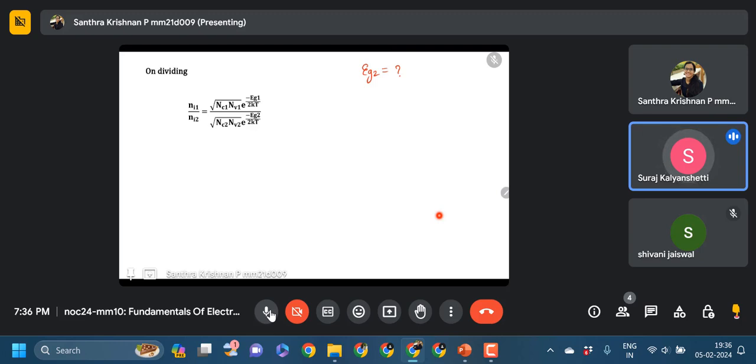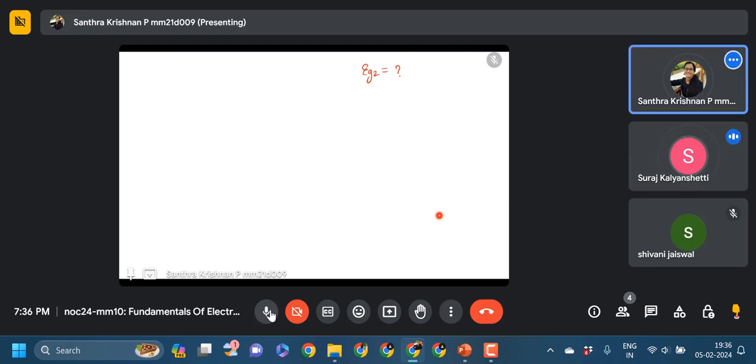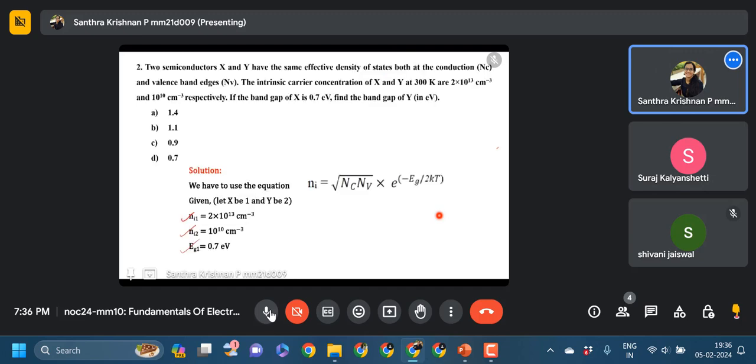Can you give me the Ni1 and Ni2 values, please? I could not see them. Ni1 is 2 × 10^13, and Ni2 is 10^10. And Eg1 is 0.7 electron volts. Nc and Nv you can cancel in both numerator and denominator.